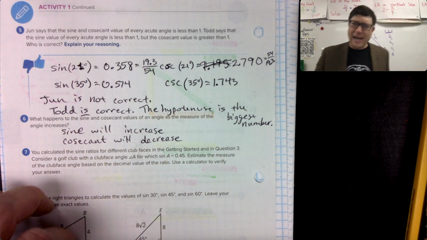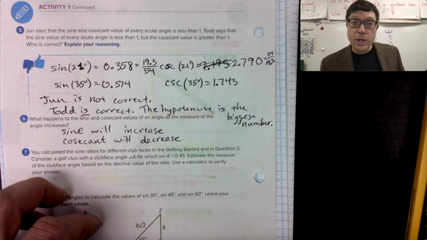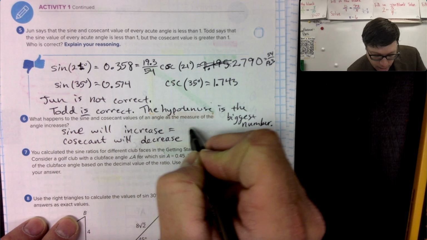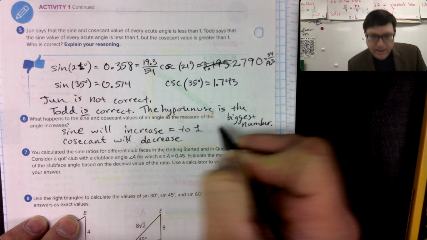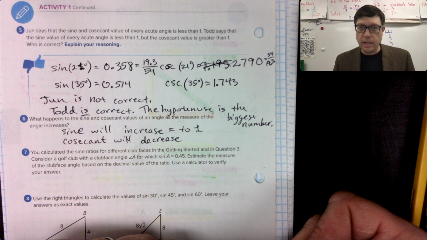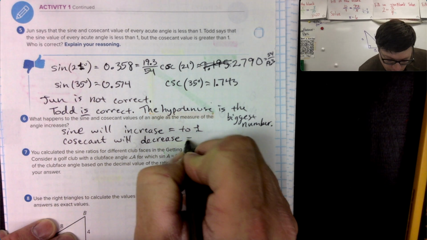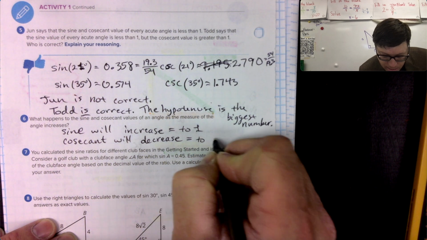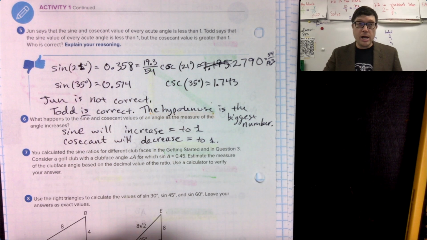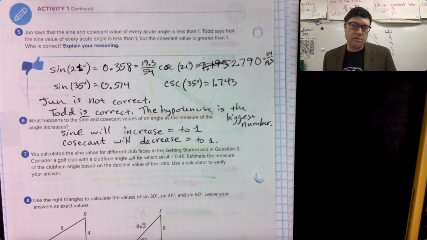But I should also add right here something that isn't in the answer guide, but it lets me know where you should be thinking. Sine will increase to a value of 1. It'll never be bigger than 1. It'll never be equal to 1 in our geometry right triangle construct. Cosecant will decrease to 1. It'll never be lower than 1. In our geometry concept, cosecant will decrease down to a value of 1.